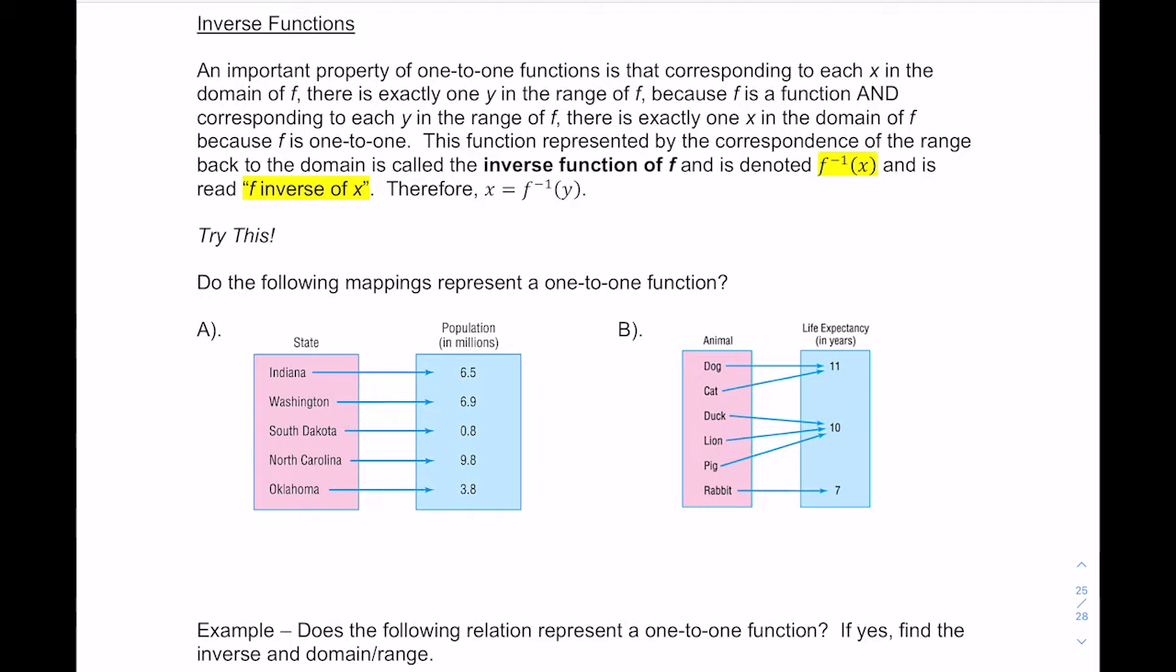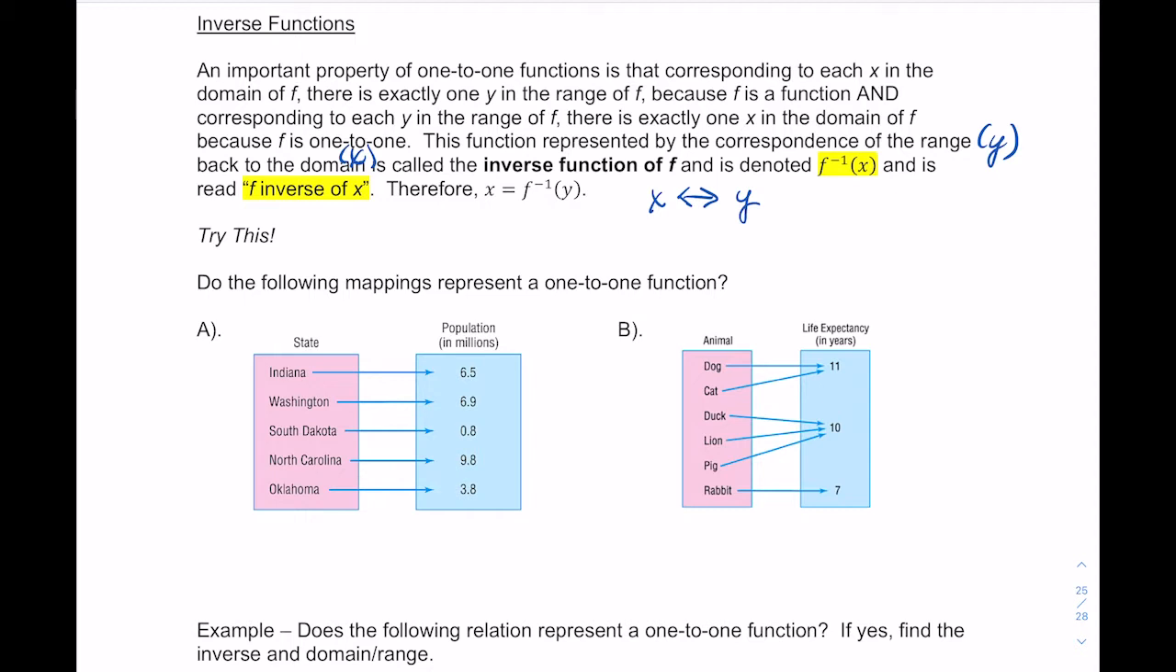So the function represented by the correspondence of the range back to the domain, so the range is y, and we're going back to the domain, which would be x, is called the inverse of f. And that's how we denote it. It's f to the negative 1, but we don't read it like that. We read that as f inverse of x. So what happens is the x's and the y's just switch. The domain becomes the range, and the range becomes the domain.